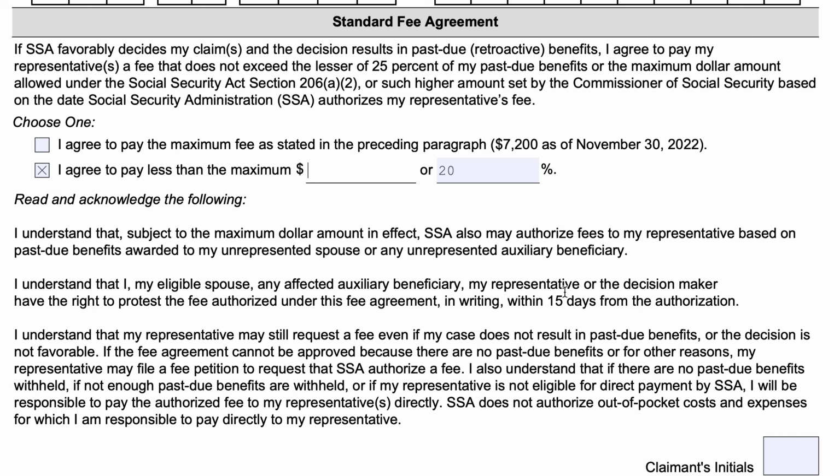So you have the right to protest this fee agreement within 15 days. Any party can. And then your representative may still request a fee even if the case does not result in benefits, if it's not a favorable decision. So they can file a fee petition if the fee agreement cannot be approved because there are no past due benefits. So the Social Security Administration doesn't authorize out-of-pocket costs, those are directly payable to your representative. So we'll talk a little bit more about those expenses.